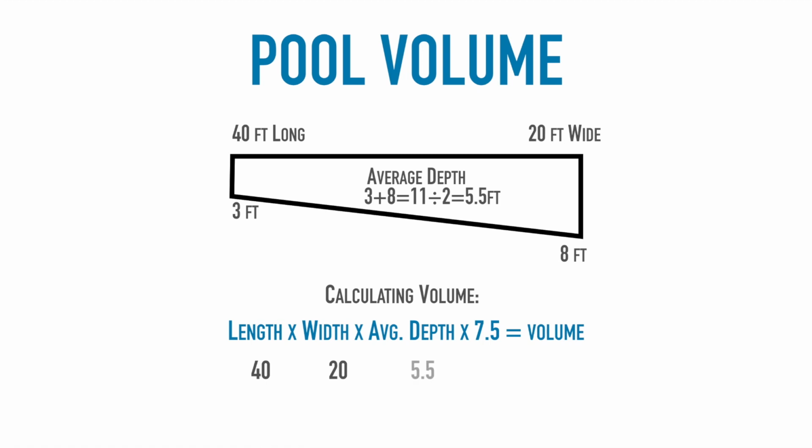So let's go ahead and plug that into our calculation. We also include in there our constant of 7.5. So right now we have 40 times 20 times 5.5 times 7.5. Calculate that all the way across, and you should come up with 33,000 gallons. And that's the way you figure out how many gallons of water you have inside of a rectangular body of water.